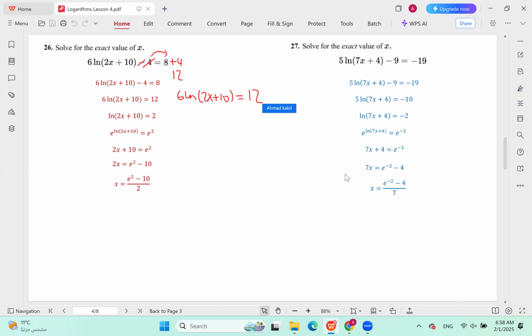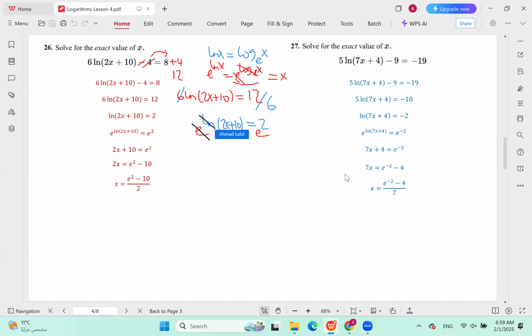Now we can divide by 6, and this gives us 2. We have ln(2x + 10) = 2. Of course, to get rid of the ln, we remember that ln x is the same as log base e of x. So therefore, e to the power ln x is e to the power log base e of x, and these cancel out, and we just get x. So we don't have to carry out this middle step here. We just take e as a base to both sides. So we have e to the power of left equals e to the power of right.